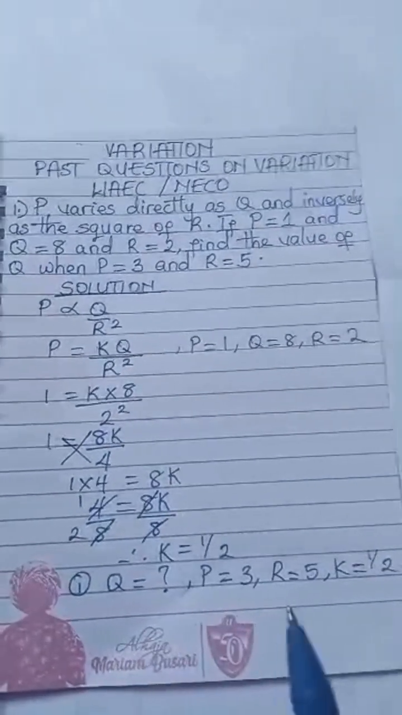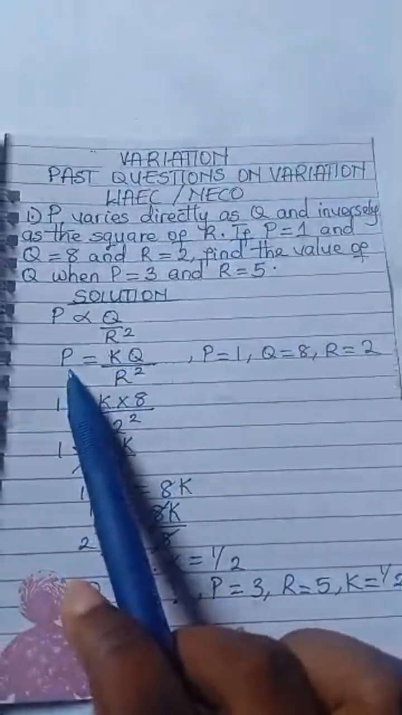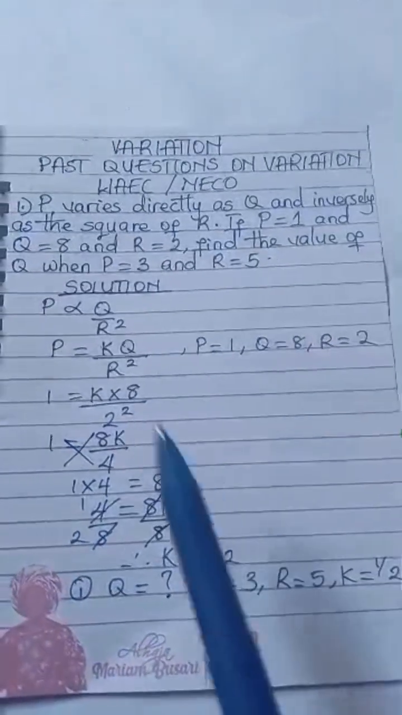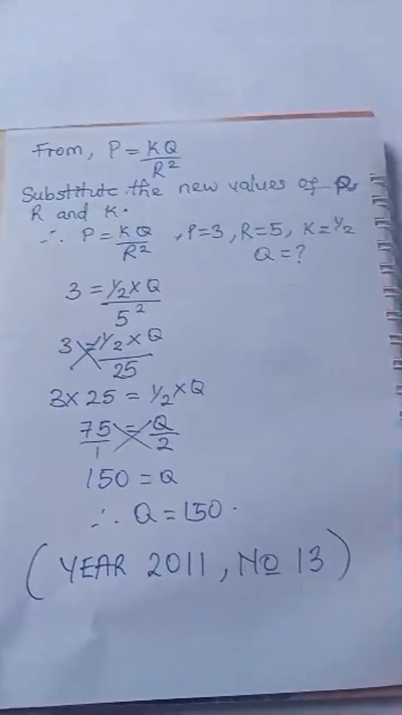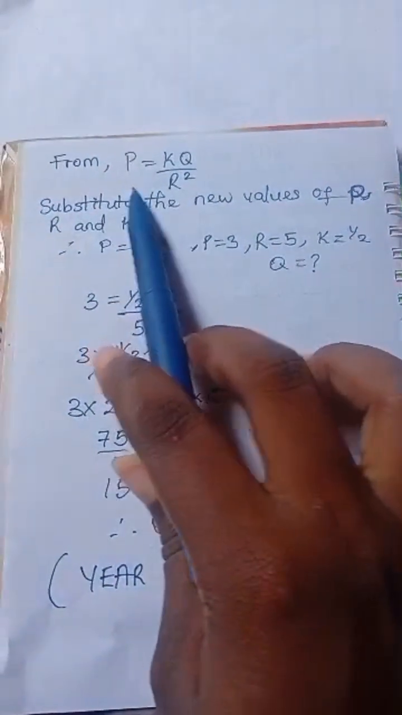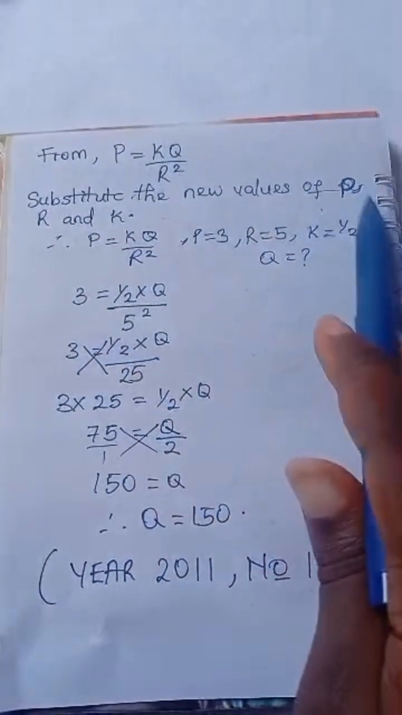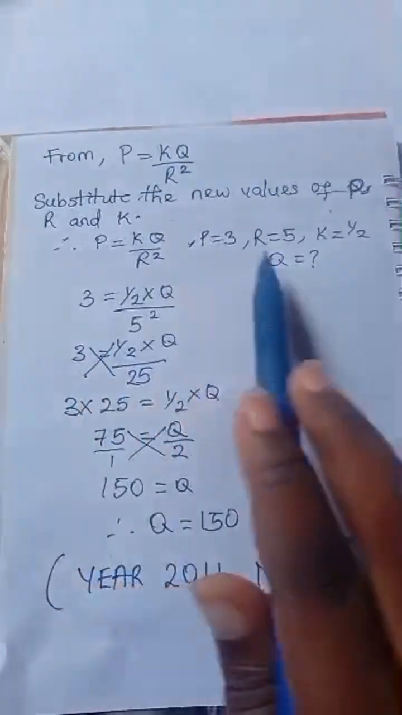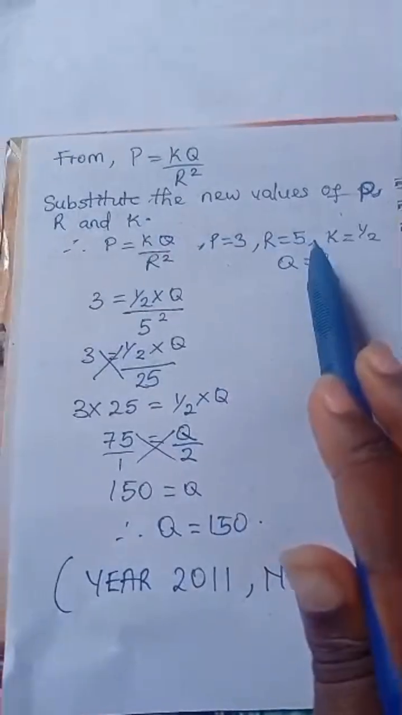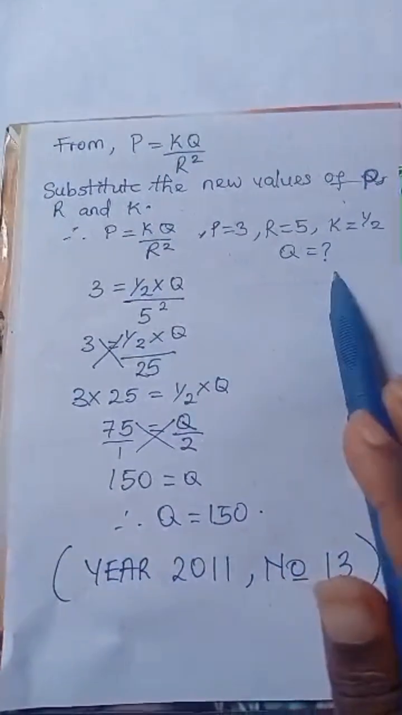So let me just explain what I'm going to do from here. They've told us P is 3. I'll place it here. R is 5. I'll place it here. k is 1 over 2. So that's what I'm going to do. This is the formula here, so I now substitute the new values of P and R. They gave us P, this is it, 3. R is 5. And the k we got is 1 over 2. So we're looking for Q now.